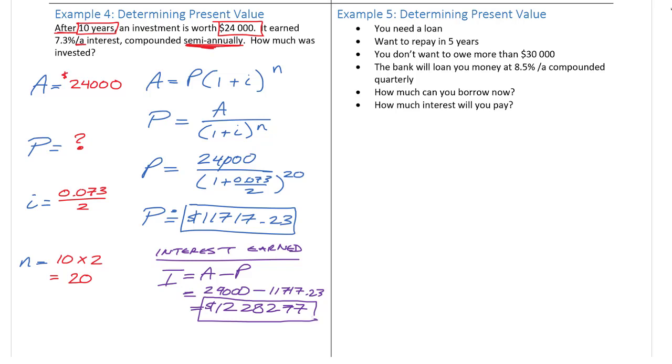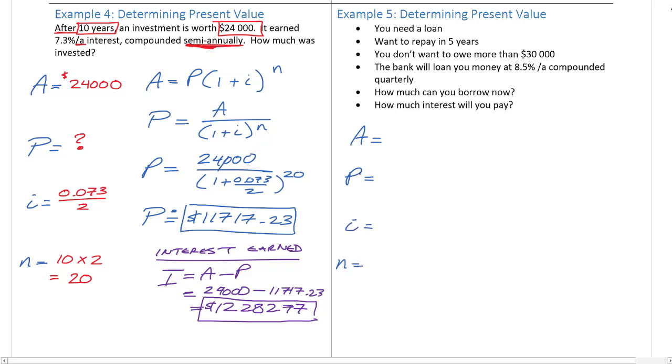All right, last one here. Determining the present value again. You need a loan. You want to repay it in 5 years. You don't want to owe more than $30,000. The bank will loan you the money at 8.5% compounded quarterly. How much can you borrow now? How much interest will you pay? So this sounds different. It's the exact same thing, I think, as the last question. Let's check it out. Last one. See if there's any catches in this one.